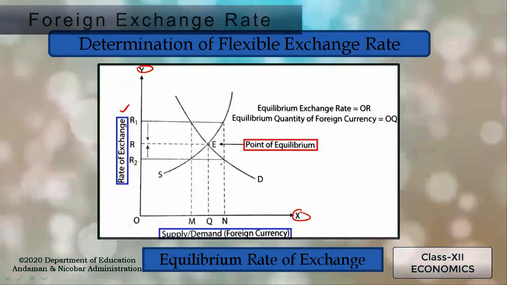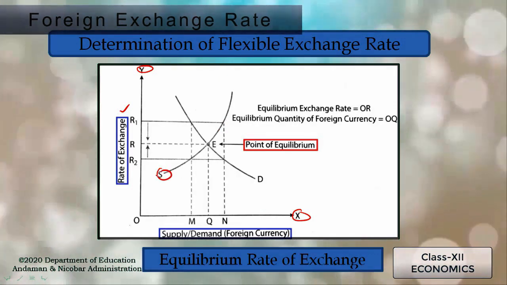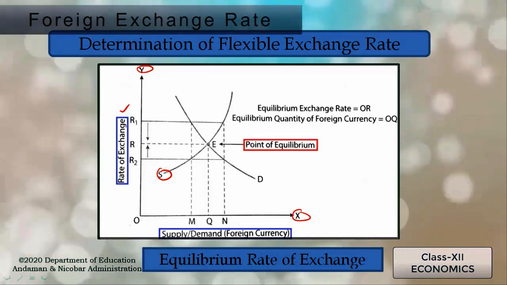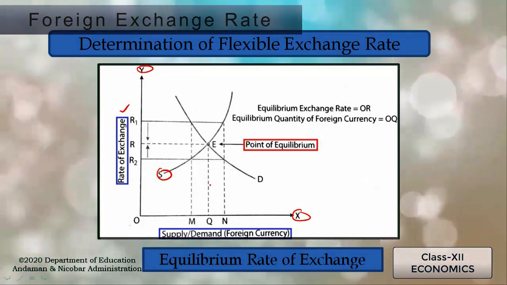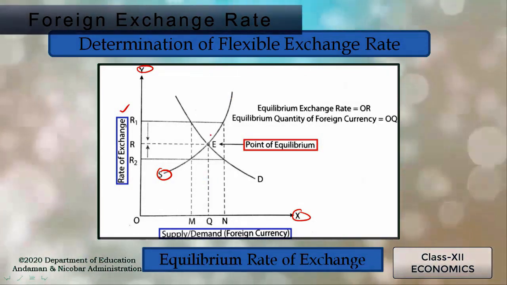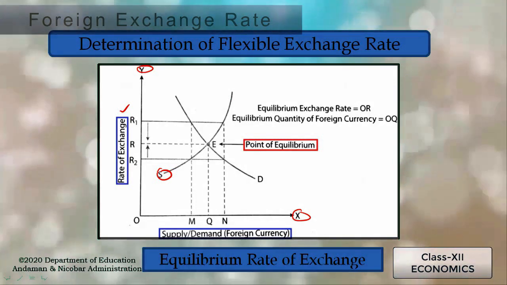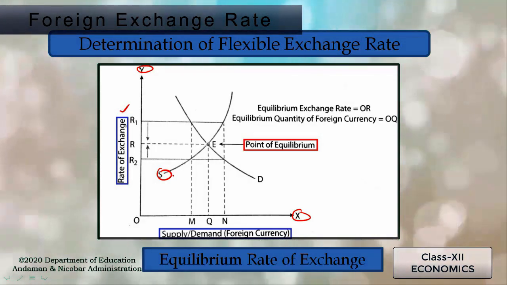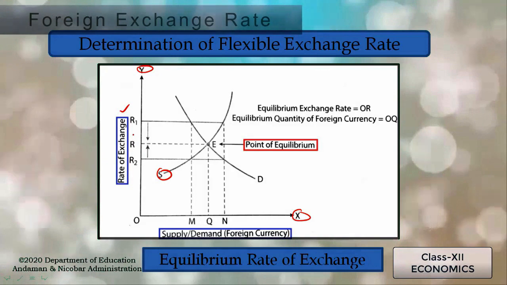So look at the diagram carefully. We have two curves here. The curve S denotes the supply of foreign currencies, and you can see here it is positively related to the rate of exchange. So it moves upward to the right in a positive way. So it is positively related to the rate of exchange.